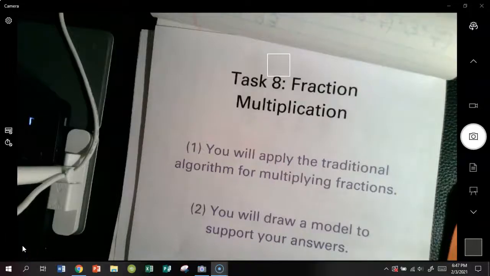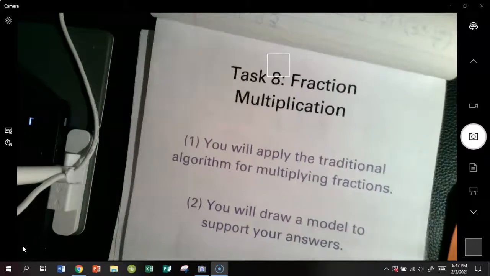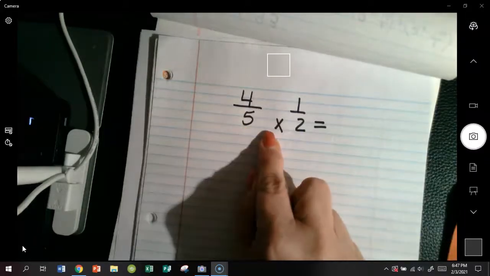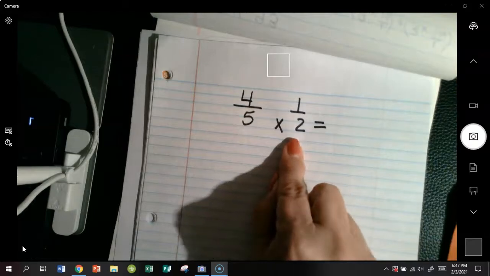Okay, 5th grade boys and girls, this is Mrs. Salyer back, and we are here for the discussion and the chance to analyze the work that we did in Task 8 on fraction multiplication. So our problem that we were looking at is 4/5 times 1/2.